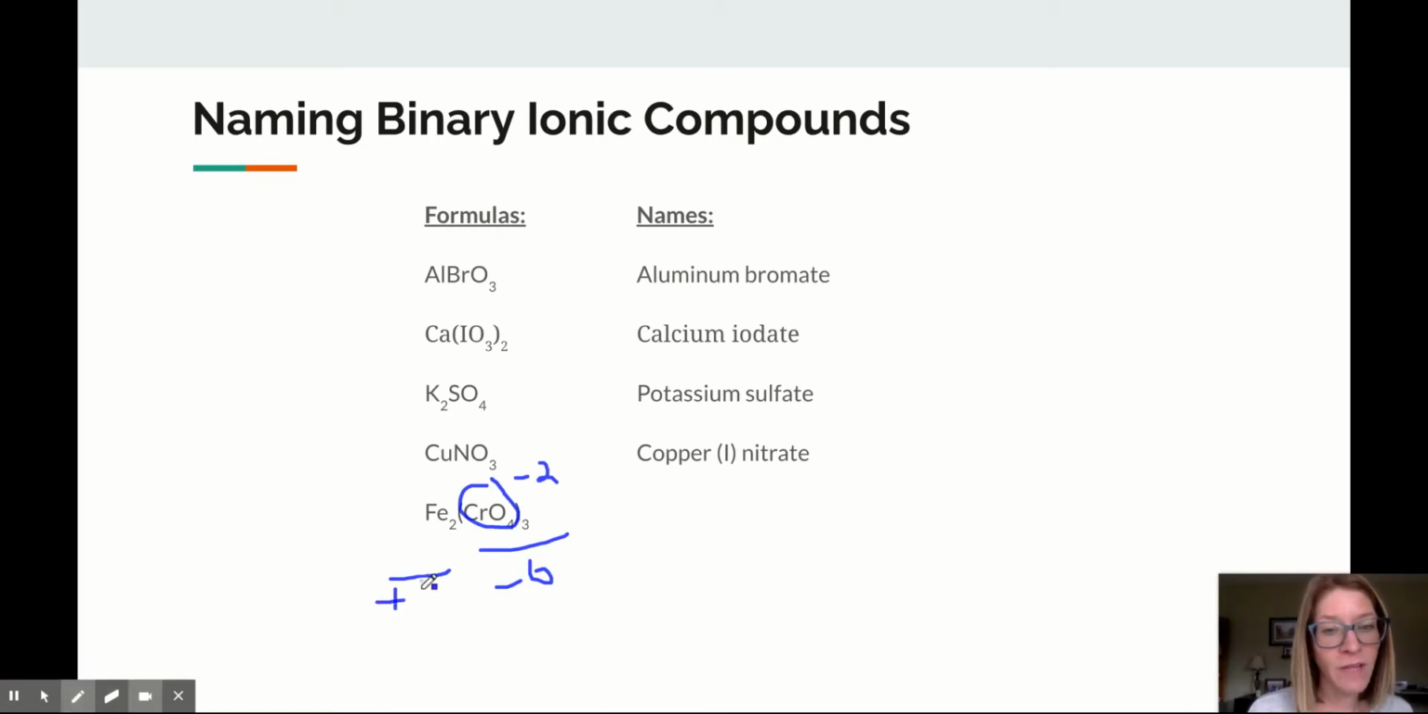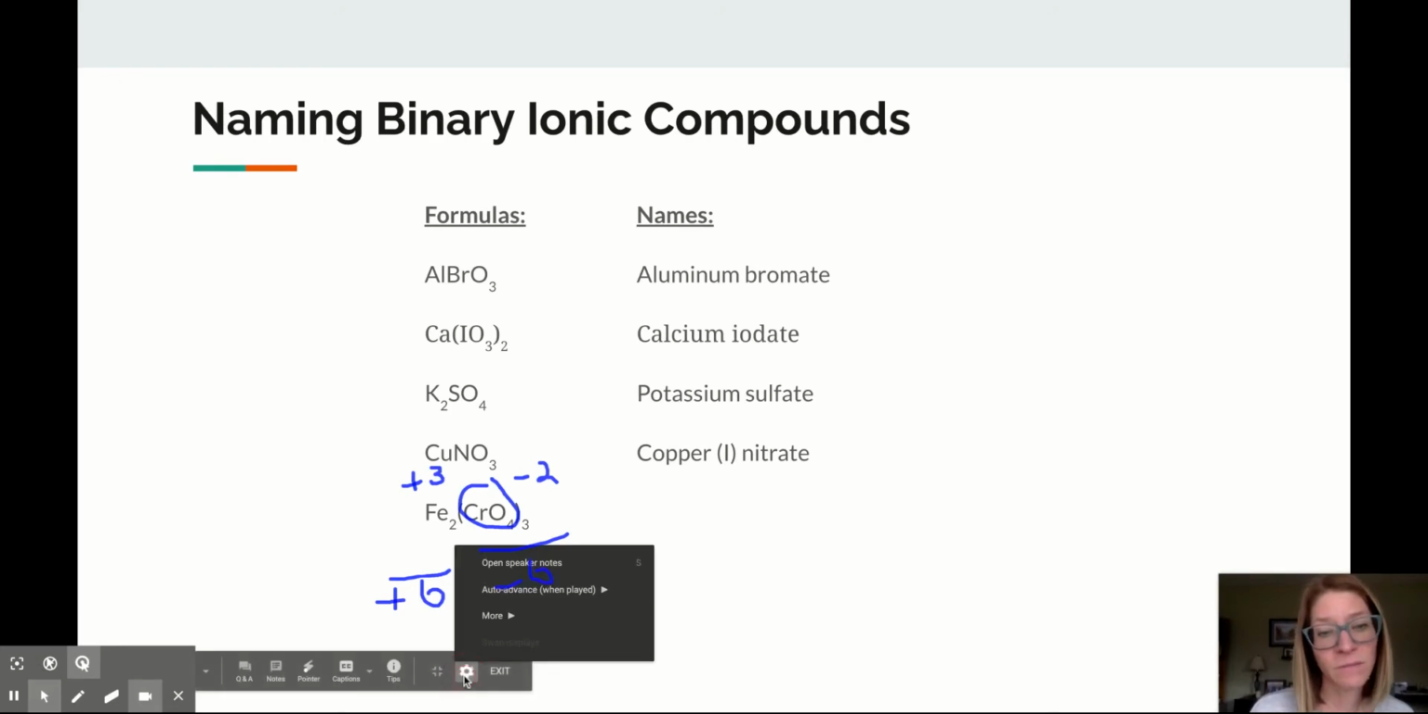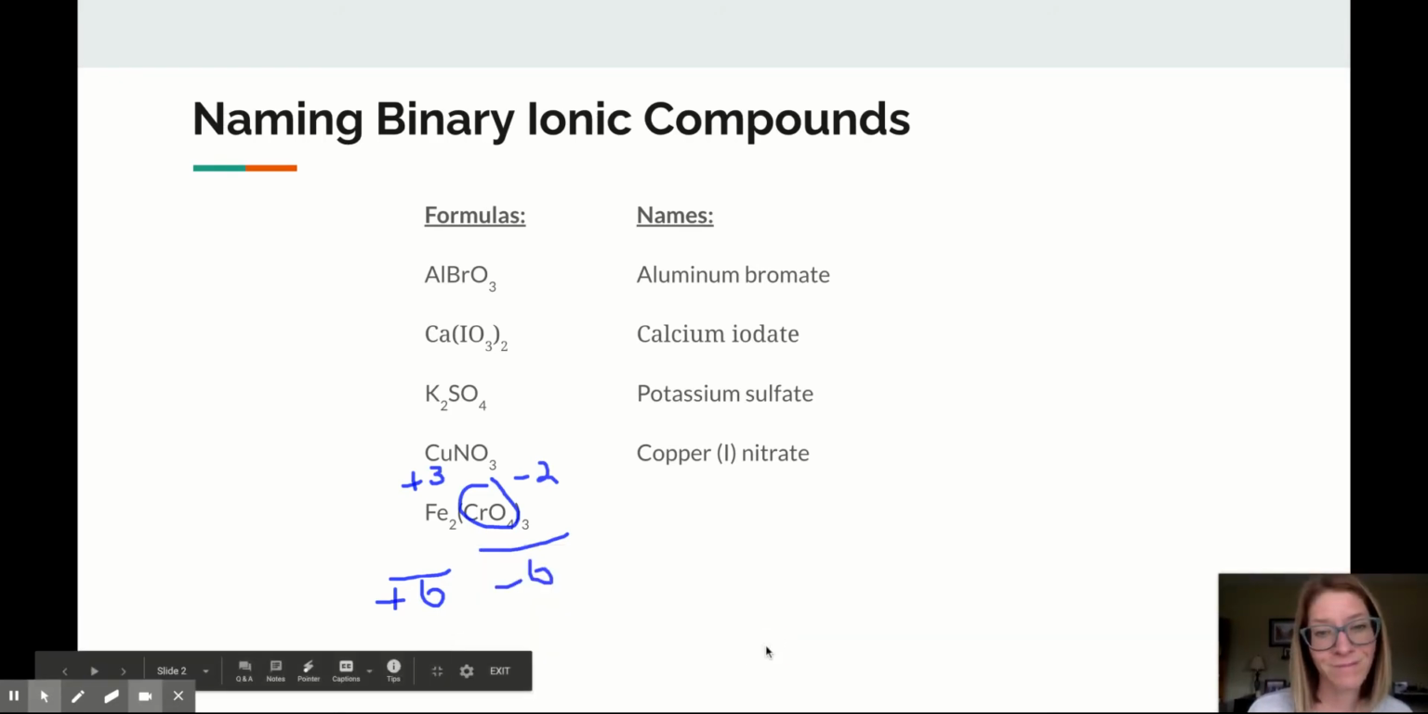So these 2 have to add up to +6, which means that each iron would have to be +3. So that +3, or the 3, is what we are going to add into the name as a Roman numeral. So the last one would be iron 3 chromate.